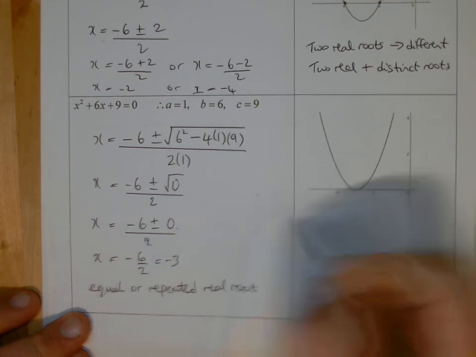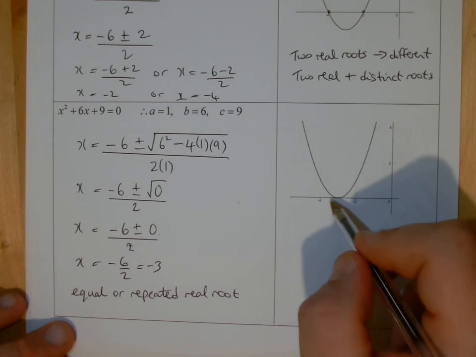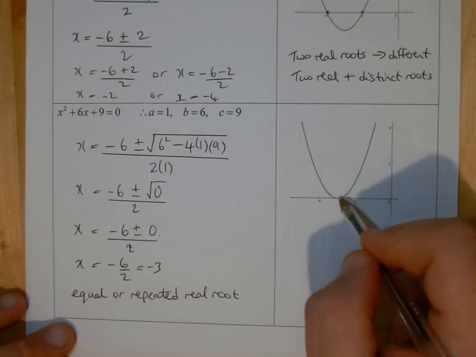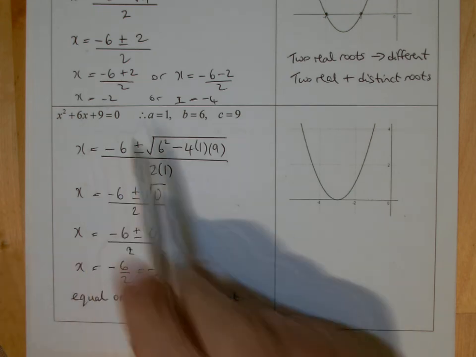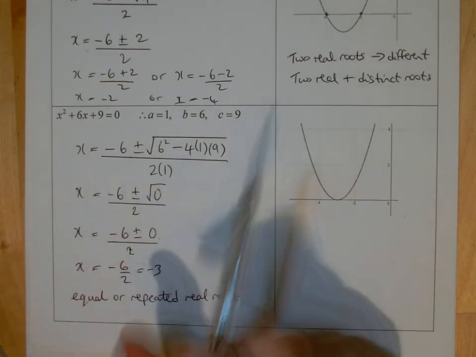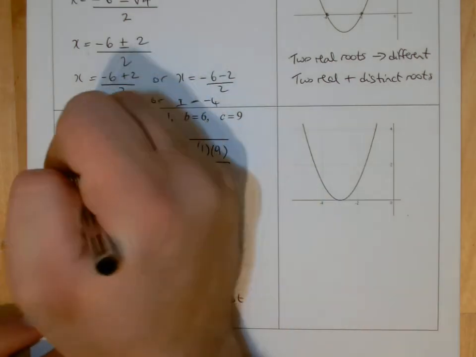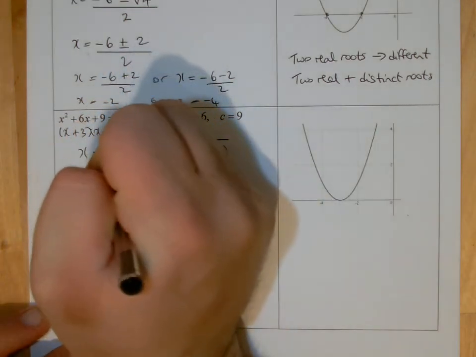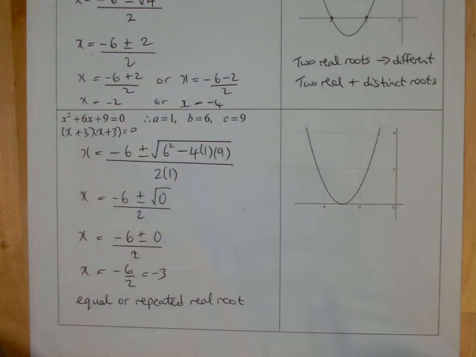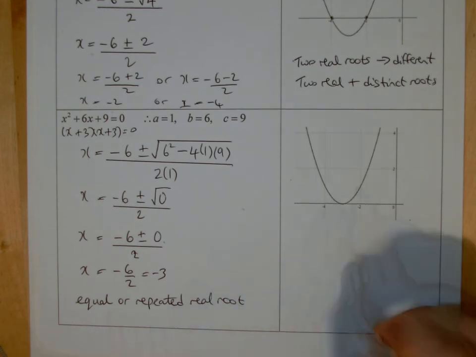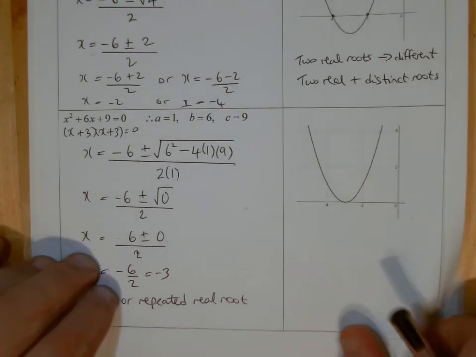You notice on the graph, we have one root essentially, because it just touches the x-axis there. But we say equal or repeated because, if you were to factorize this, you'd have two brackets that are the same. It'd be x plus 3 in each bracket, and then when you solve it, you have x equals minus 3 out twice. So that's why we say a repeated real root, or equal real root. But notice that it touches the x-axis there.